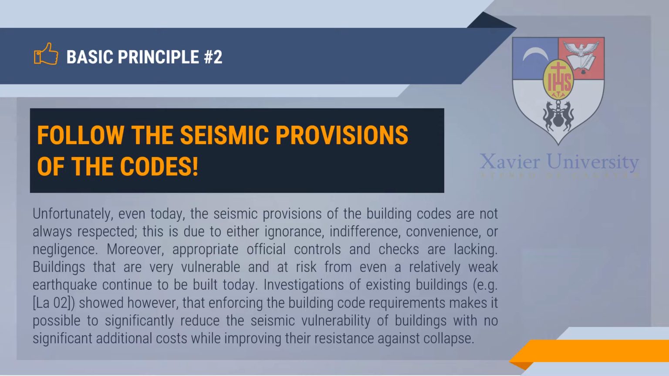Still today, the seismic provisions of the building codes are not always respected. This is due to either ignorance, indifference, convenience, or simply negligence. Moreover, appropriate official controls and checks are lacking. So buildings that are vulnerable and at risk from even a relatively weak earthquake continue to be built today. Investigations of existing buildings showed, however, that enforcing the building code requirements makes it possible to significantly reduce the seismic vulnerability of buildings with no significant additional costs while improving the resistance against collapse.